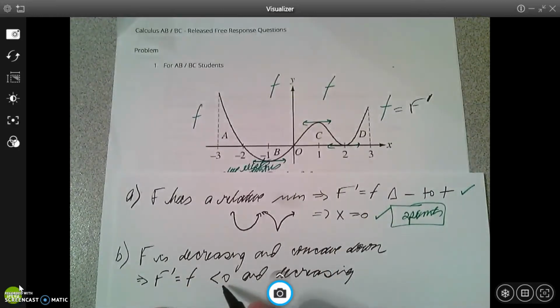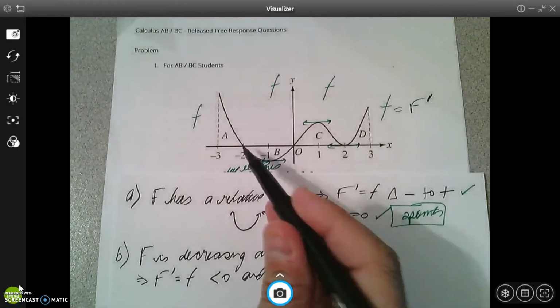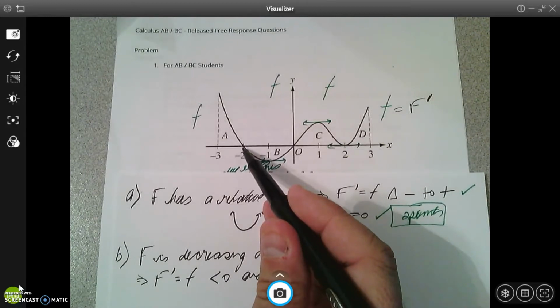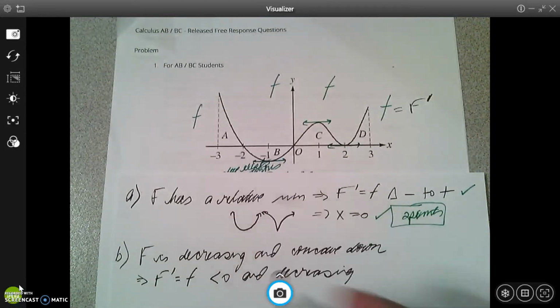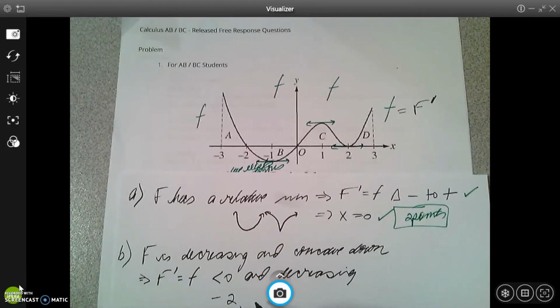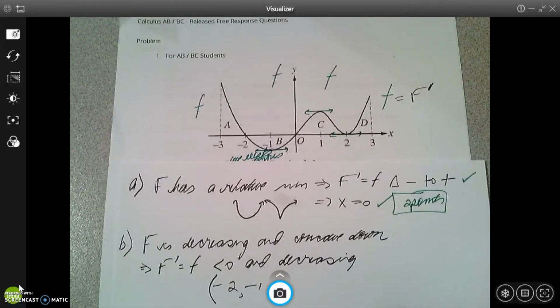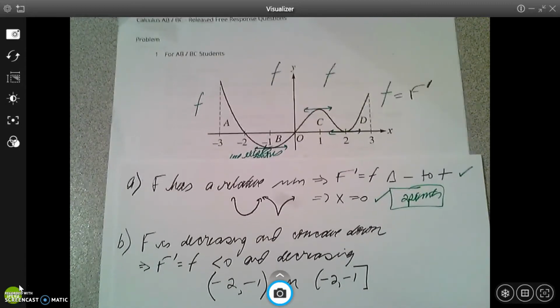I need f to be strictly negative, so I am not going to include the -2, and I need the graph to be decreasing, so I'm going to say from -2 to -1 for sure, parentheses on the -2. Depending on what your calculus teacher has told you, you would be allowed to say -2 to -1 open parentheses or -2 to -1 closed brackets. Either of those would be acceptable and you would get full points.